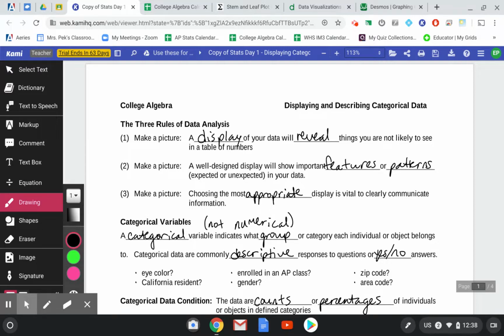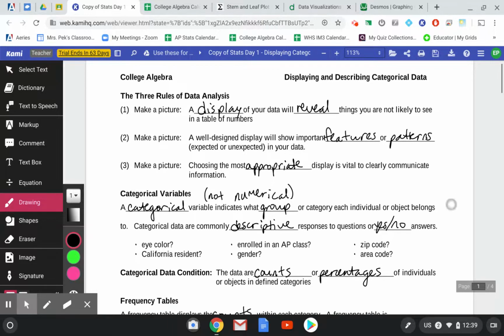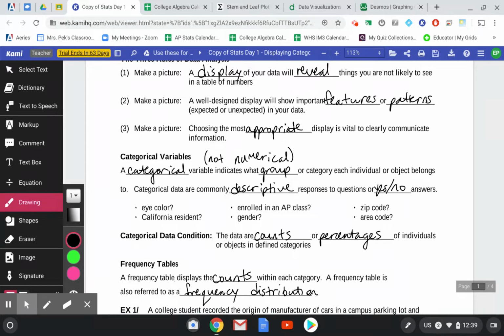All right, so we're going to jump in and look at some categorical data today. So the 3 rules of data analysis are make a picture, make a picture, make a picture. It's really important that you make a picture. A display of your data will reveal things that you are not likely to see in just a table of numbers. A well-designed display will show important features or patterns, either expected or unexpected in your data. And choosing the most appropriate display is vital to clearly communicate the information. There's a couple different types of display you can choose, and we always want to make sure we try to get the best one for the data set.